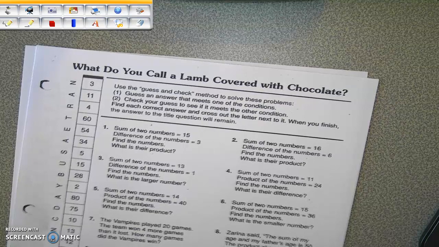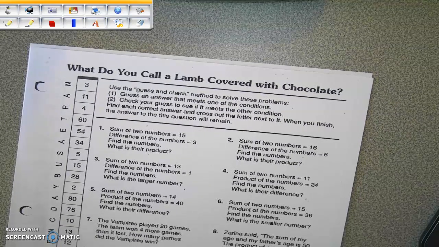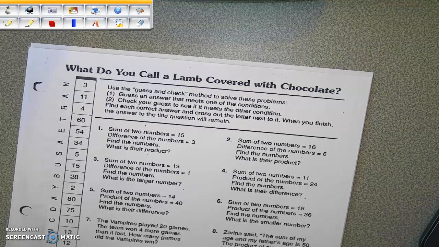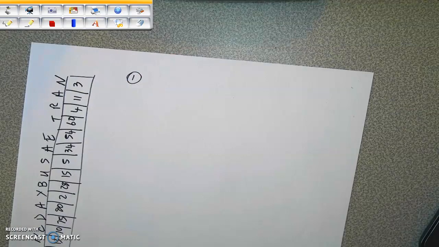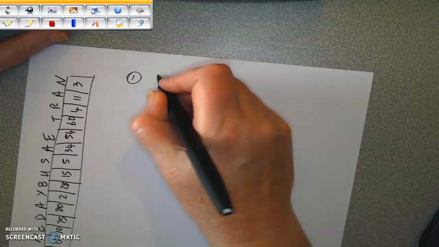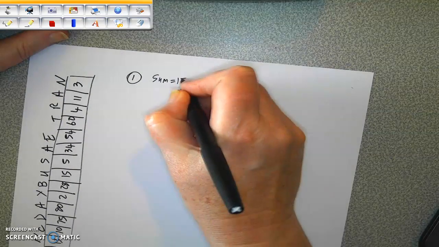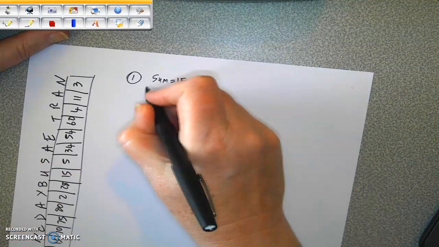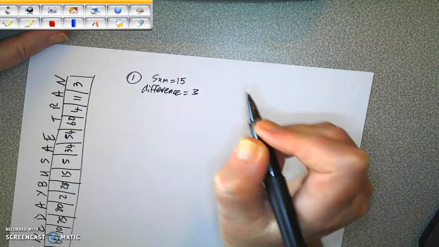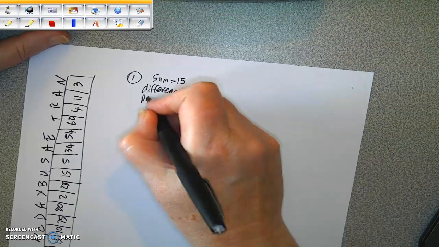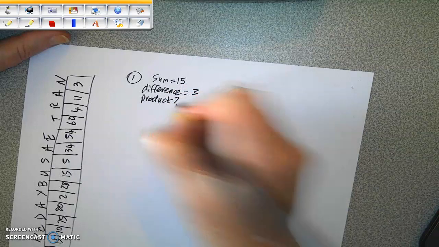Okay, let's show you how to do these problems. I'm going to do 3 of the problems for you: problem 1, problem 9, and problem 8, let's say. So here's problem number 1. It says the sum of 2 numbers is 15. The difference of those numbers is 3. And what's the product? So we have to find the numbers and then find the product.